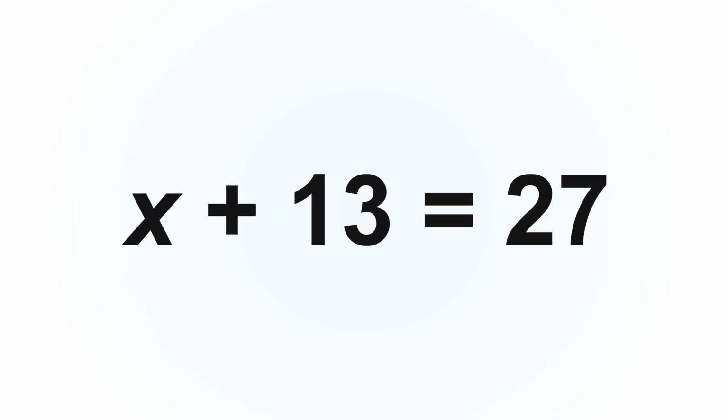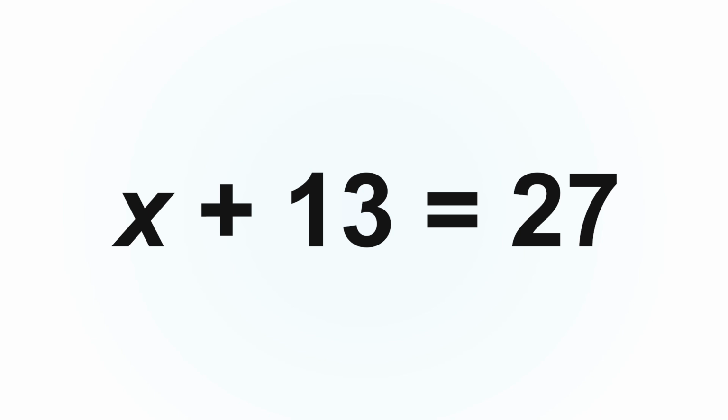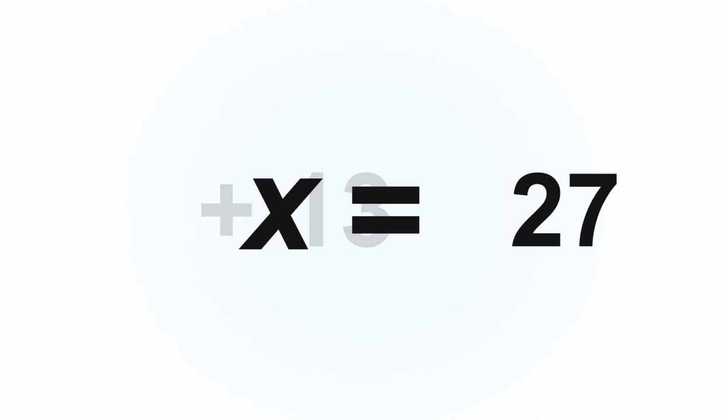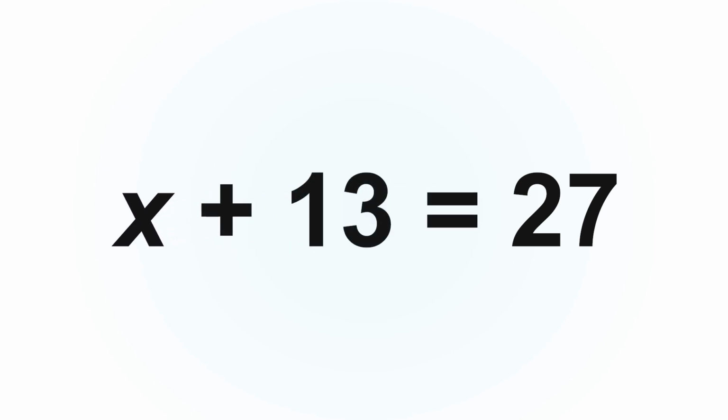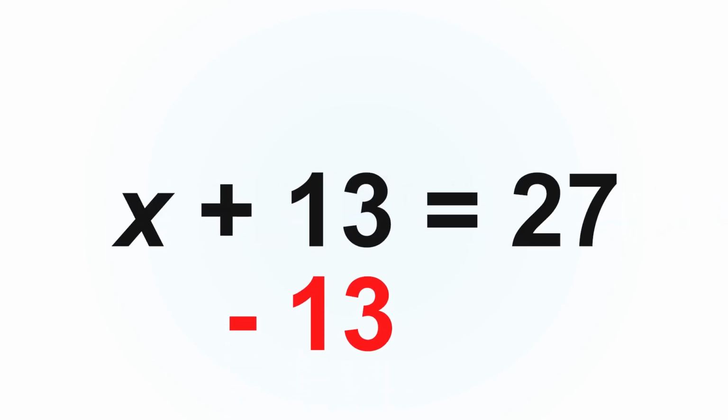Take this equation, x plus 13 equals 27. To solve this equation, we need x to be the only variable on its side of the equal sign, and we need to remove plus 13 to do it. To do this, you'll need to apply an inverse operation. To remove plus 13, we simply need to use minus 13 to return this to 0.